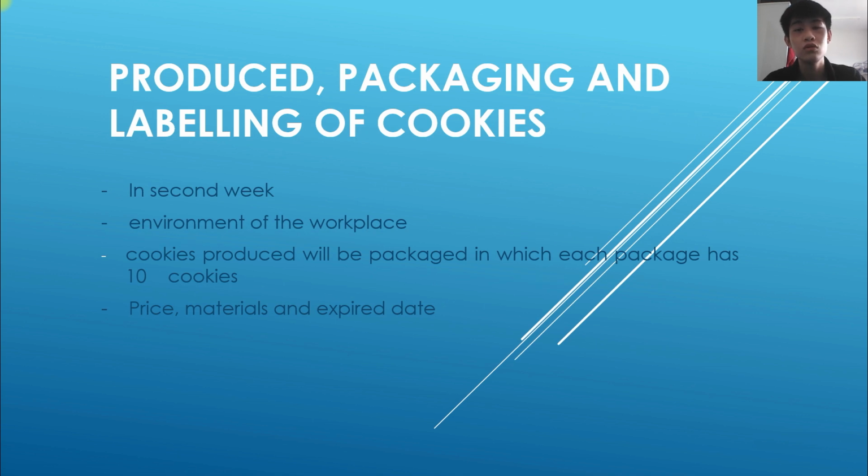And the producing, packaging, and labeling of cookies is processed in the second week. In producing the cookies, the workplace environment is ensured to be clean and sanitized before use. For the estimation, the cookies produced will be packaged with 10 cookies in each package. After packaging, the price, material, and expiry date will be labeled on the package of the cookies.